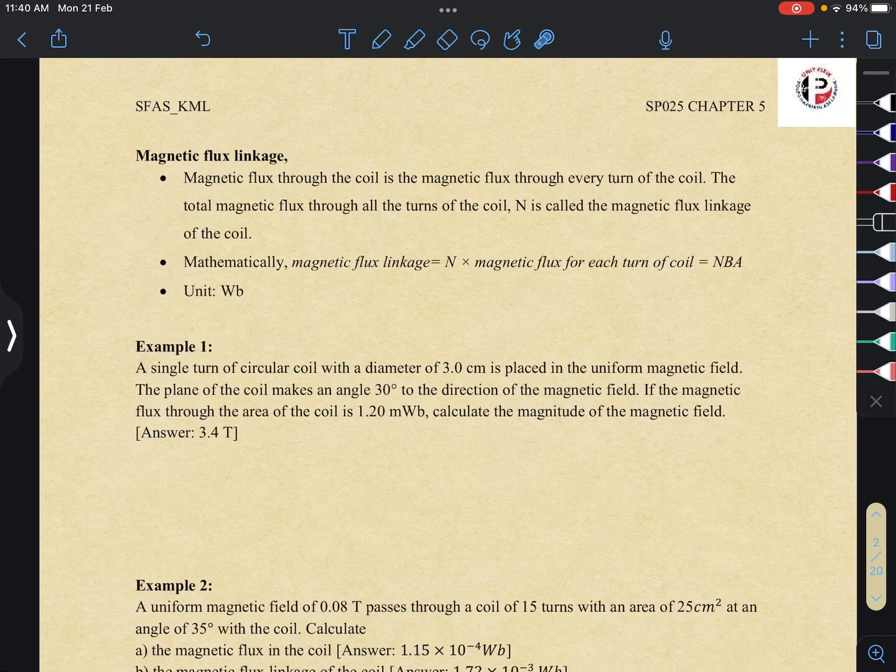Okay, next we are going to look at magnetic flux linkage. What is magnetic flux linkage? For magnetic flux linkage, we use the symbol of the flux with a bar on top and bottom, and then put an L subscript to indicate that this is magnetic flux linkage. So this symbol is what we use for magnetic flux, whereas magnetic flux linkage is this one.